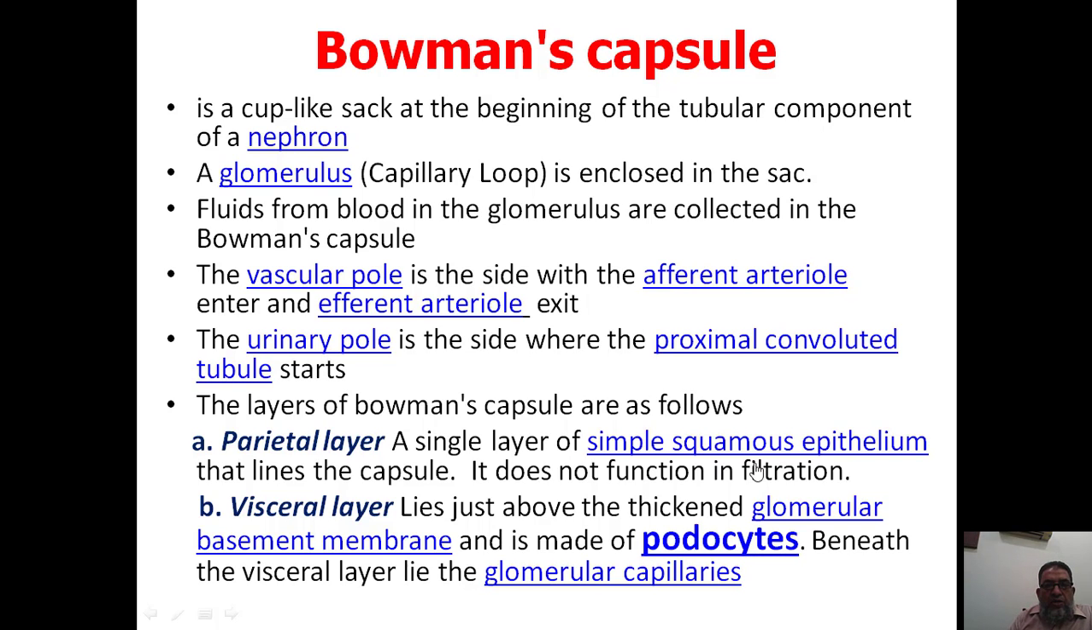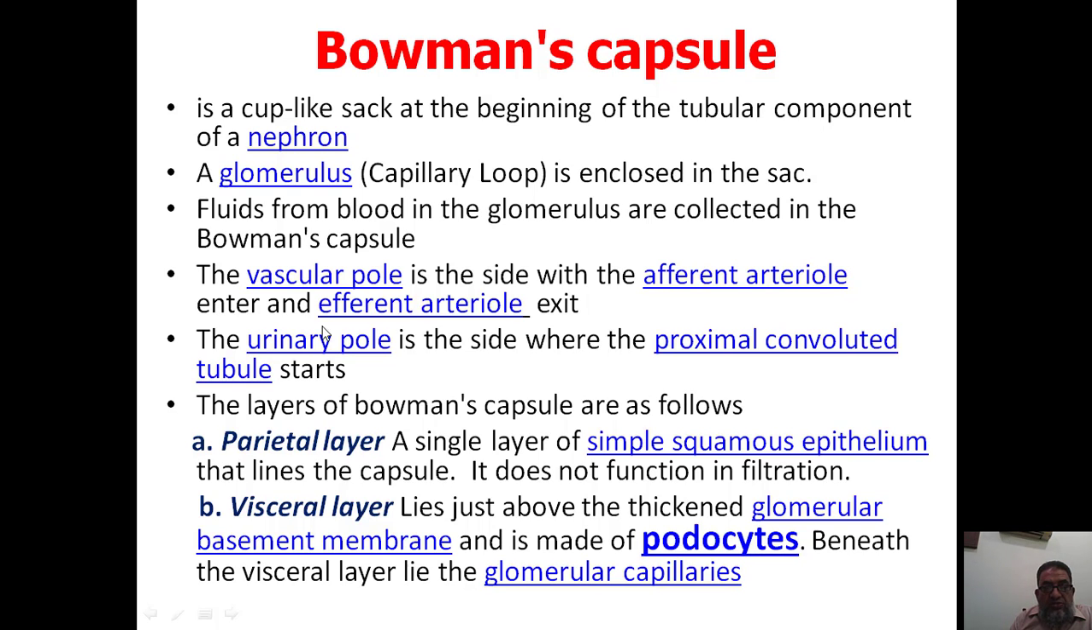The urinary pole is the side where the proximal convoluted tubule starts. The layers of Bowman capsule are as follows: a parietal layer, a single layer of simple squamous epithelium that lines the capsule. It does not function in filtration. I told you earlier that this is the layer that is the inside simple squamous lining, the parietal layer. It has no role in the filtration of the blood to form the urine.